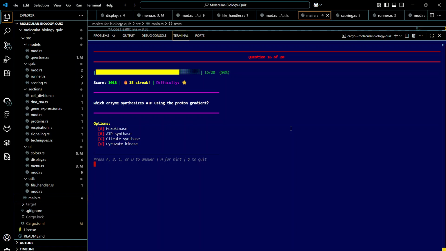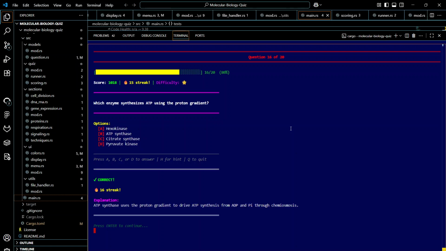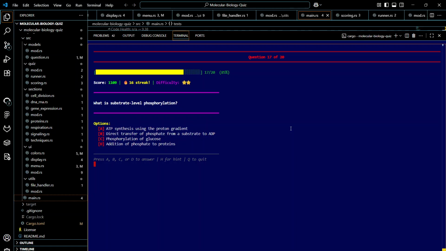Why has this one got me stuck? I don't remember this one. Which enzyme synthesizes ATP using the proton gradient? I'm pretty sure that's ATP synthase. Rock and roll. What is substrate level phosphorylation? I don't remember. I think that's direct. Is it direct or is it phosphoryl? I'm gonna go with B. Oh, come on, I've made it this far.